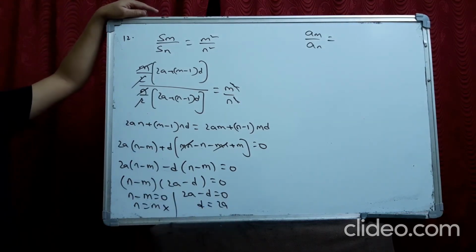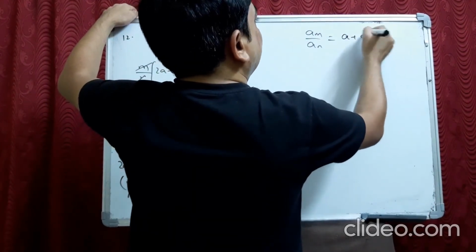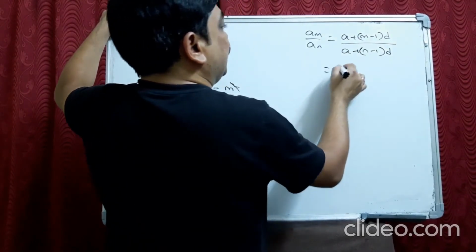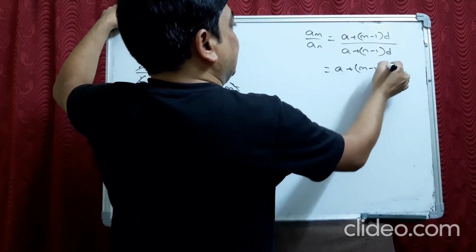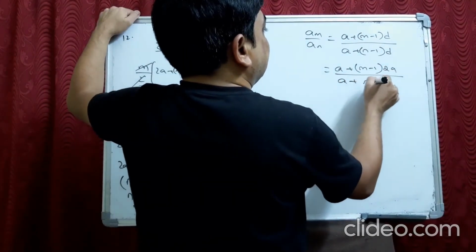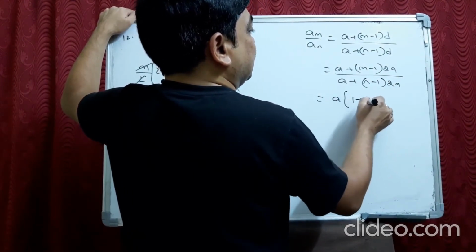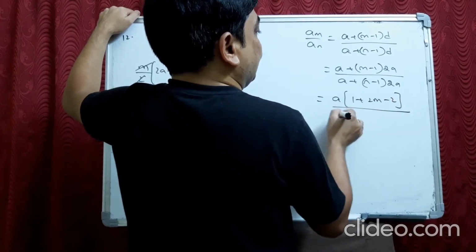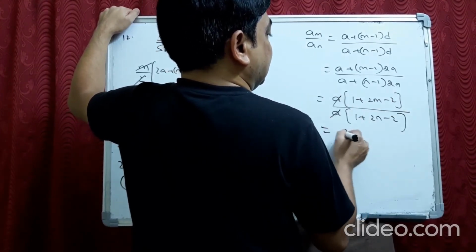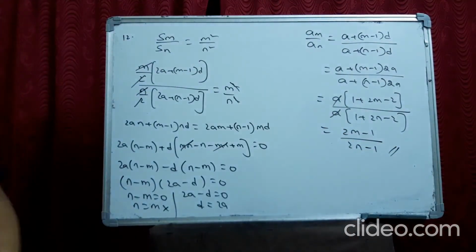We use this. Okay, now what is the AP formula? a plus n minus 1 into d. This is a plus n minus 1 into d. The numerator a plus m minus 1 into d is 2a because we got that here. And the denominator a plus n minus 1 into d is 2a. Take a common in the numerator, 1 plus 2m minus 2. A common in the denominator, 1 plus 2n minus 2. A gets cancelled. It becomes 2m minus 1 by 2n minus 1. Okay.